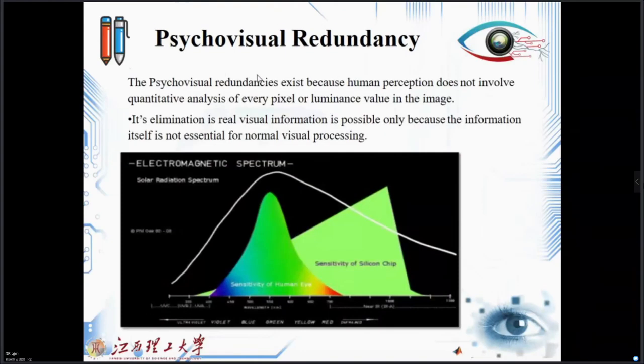But this psycho-visual redundancy exists because human perception does not involve quantitative analysis of every pixel or luminance value in the image. Its elimination is possible only because the information itself is not essential for normal visual processing. Now you will see the graph, which shows the sensitivity of the human eye and, say, some silicon chips or cameras. You will see the peak point is totally different, even the shape and the band are different. And this is why we have the psycho-visual redundancy.